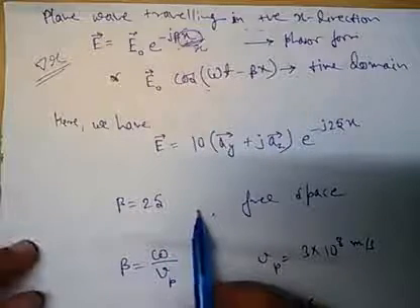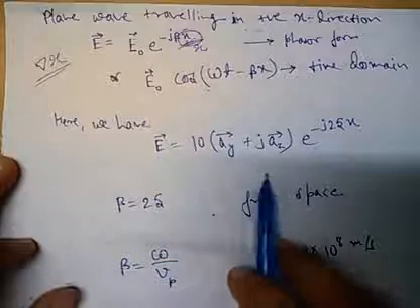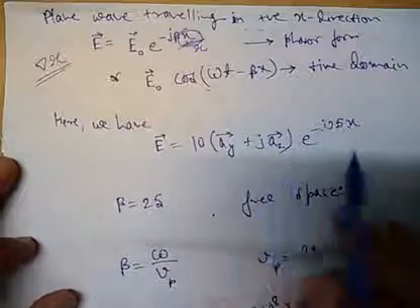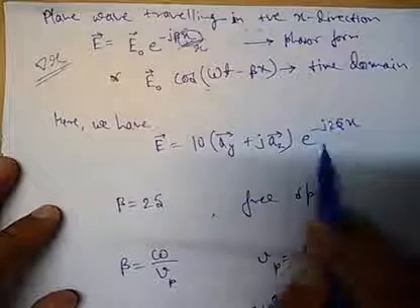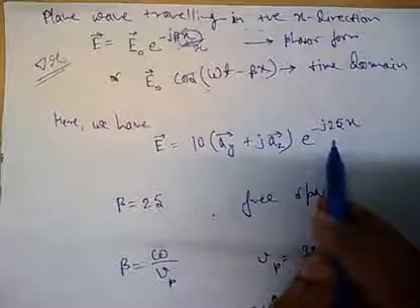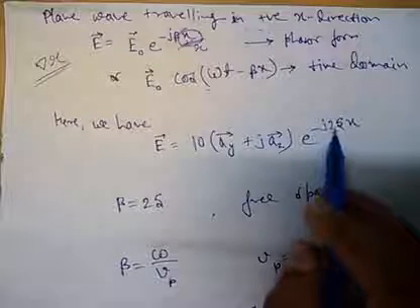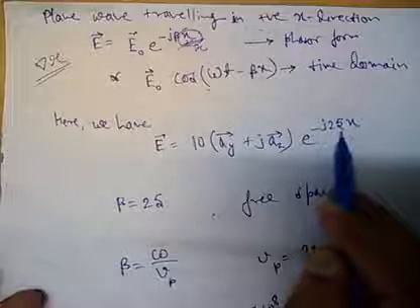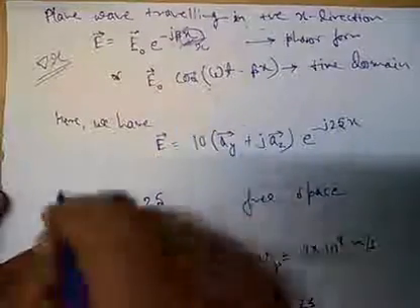So what we have in the question is vector E equals 10 (vector ay plus j vector az). This part is important for finding out the frequency. Only this part, exponential minus j25x, means the wave is traveling in positive x direction, and this value 25 is the value of beta. Here we can see this is beta. Beta is the phase constant.